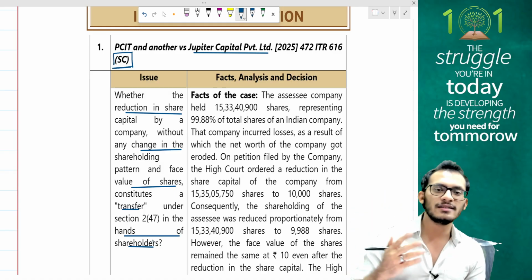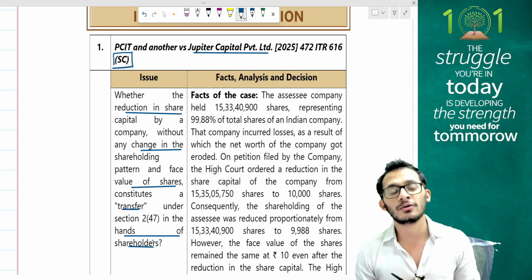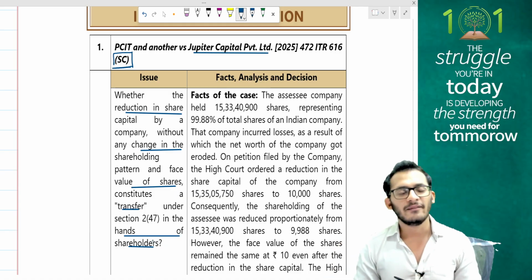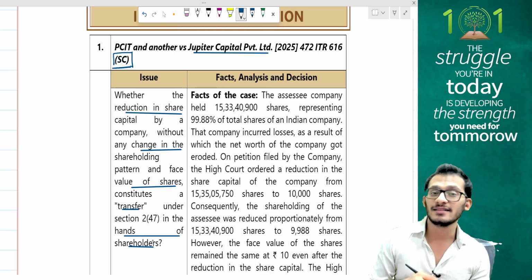When there is no change in the value of the rights and all, there is no reason for you to treat something as a capital loss. That is what we have been discussing in this case law. So let's read the facts of the case. Let's see if you understand the case law.